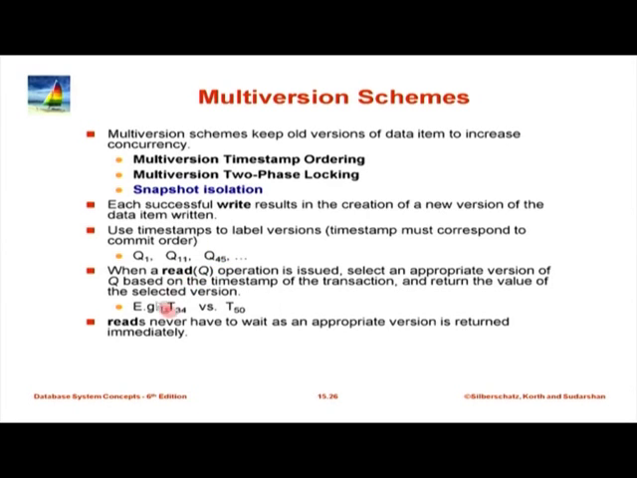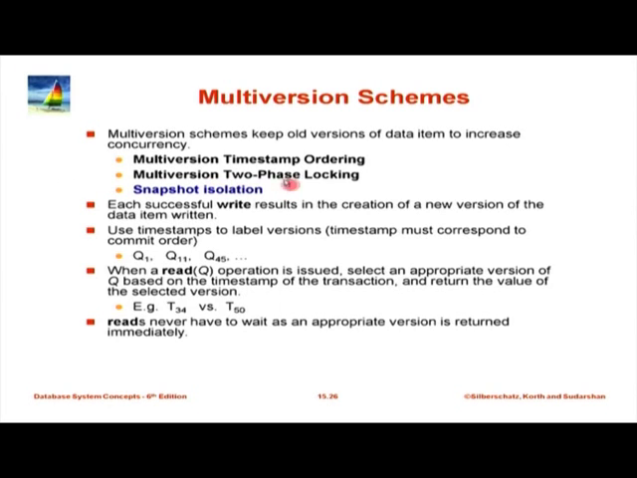When a read comes in, you look at the timestamp of that transaction. Supposing it is T34, it's going to read version Q11. On the other hand, if T50 comes along, it's going to read version Q45. So keeping in mind that there are multiple versions and a transaction can read an appropriate version, the timestamp ordering protocol, which we briefly looked at, has been extended to create the multi-version timestamp ordering protocol. Similarly, the two-phase locking protocol has been extended to create what is called the multi-version two-phase locking protocol.